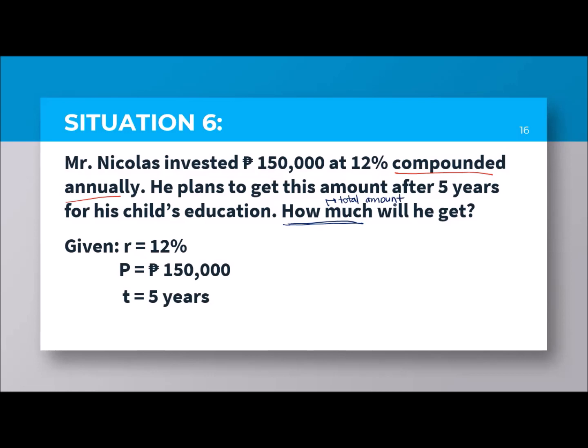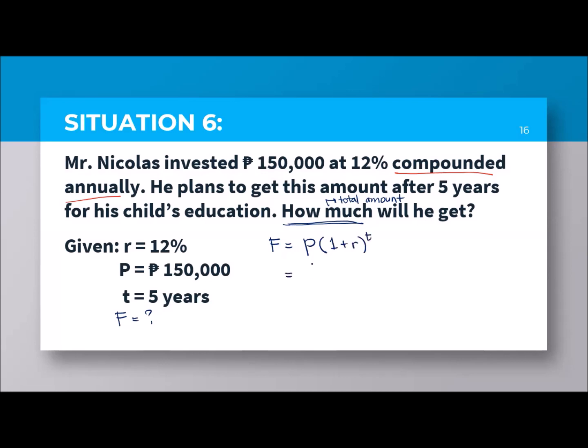So, pinagsama na yung interest at saka yung principal. Kaya ngayon, ang ibig sabihin nito, ang nawawala sa atin ngayon is yung future value o yung maturity value. So, ano nga ulit ang formula nun? Almost similar lang din sa ating simple. Ang pinagkaiba lang, ang T ay exponent.